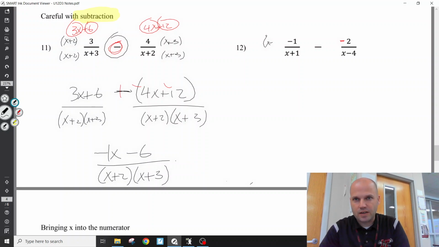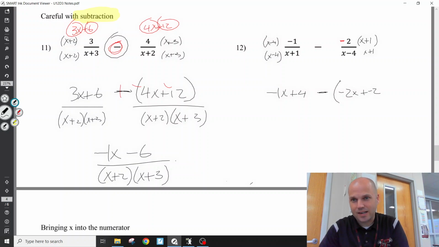Okay, so again, we need to give this an x minus 4. I need to give this an x minus 4. I'm going to need to give this an x plus 1 and an x plus 1 to create a common denominator. I get negative 1x plus 4. Negative 4 times negative 1. I get negative 2x plus negative 2.